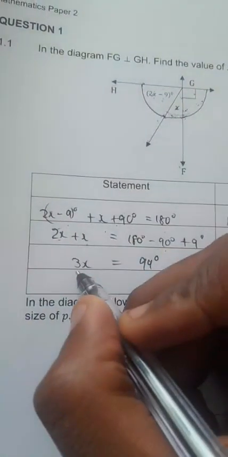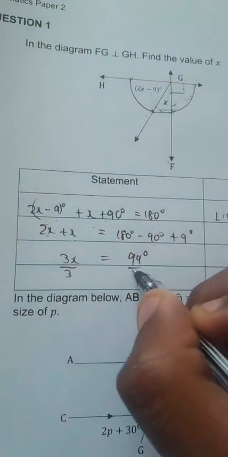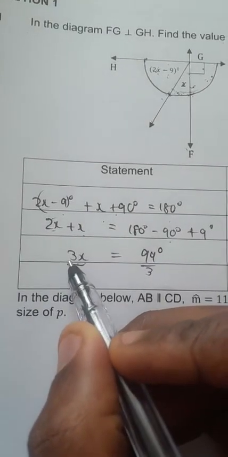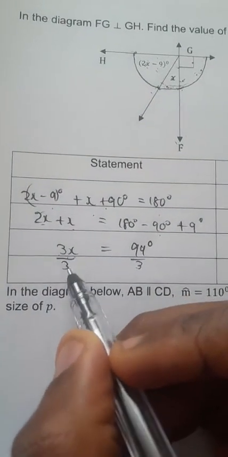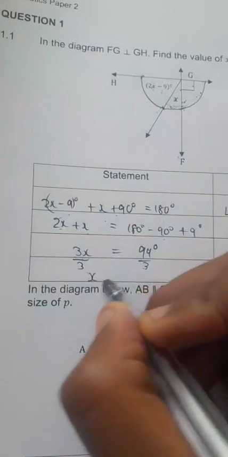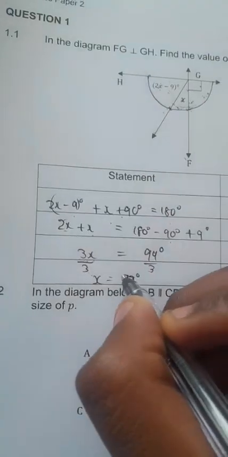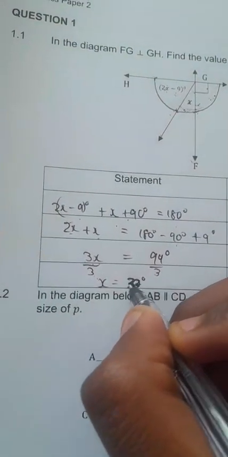And then when we solve for x, what do we do? On each side, we divide by the coefficient of x if that is present. So we divide both sides by 3. And then we get a nice answer of 33 degrees.